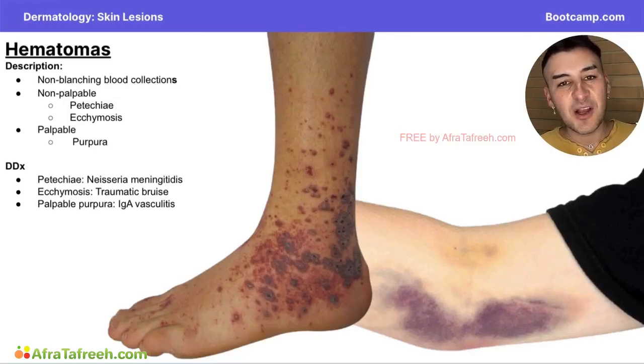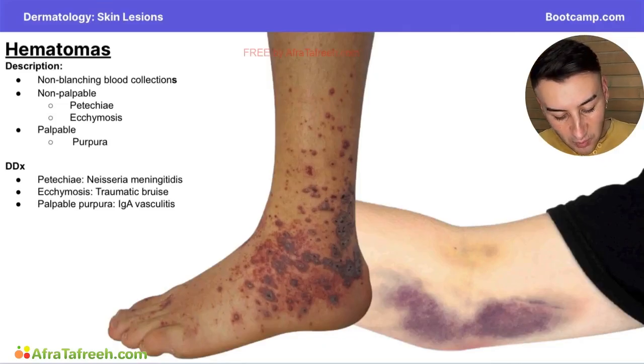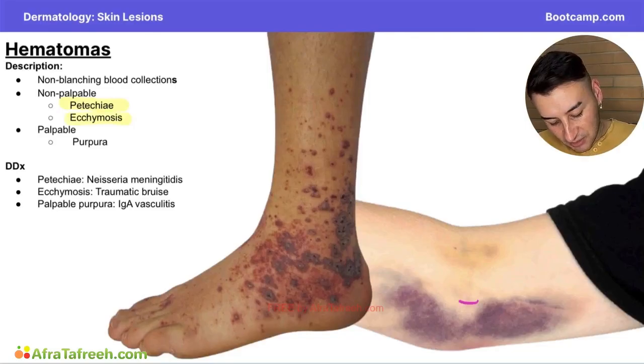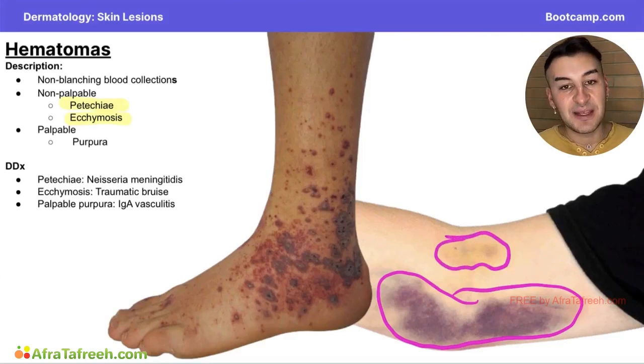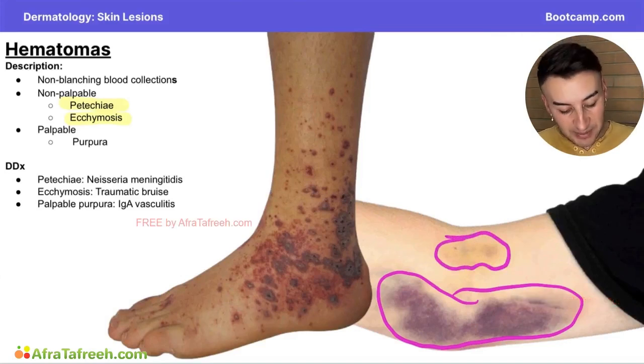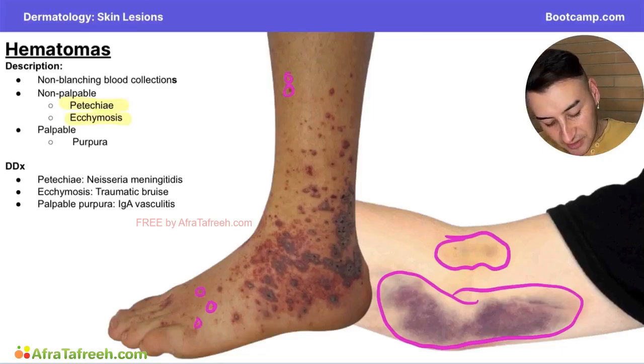So let's talk about how we can differentiate different hematomas. When the hematomas are flat, aka non-palpable, we call them petechiae when they're small and ecchymoses when they're large. So we have an example of a large ecchymosis here on this person's elbow. You can see that the color can be purple, but it can also be yellow, brown, or pink. And then we have smaller petechiae, which are classically pink, purple, or red. They are small, little hematomas that are still flat.